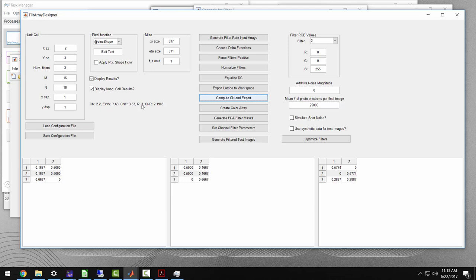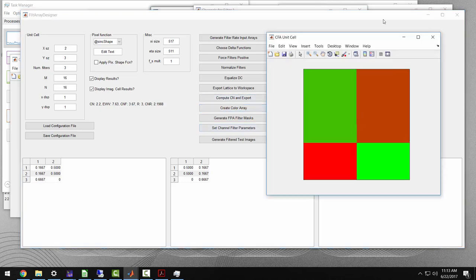And here is the Frobenius norm condition number, which is basically a generalization of the equally weighted variance. And then the rank. So we do have a rank 3 system, which means we can fully reconstruct all three color channels. And if we want to see what it actually looks like, we can create the color filter array, and there you go.